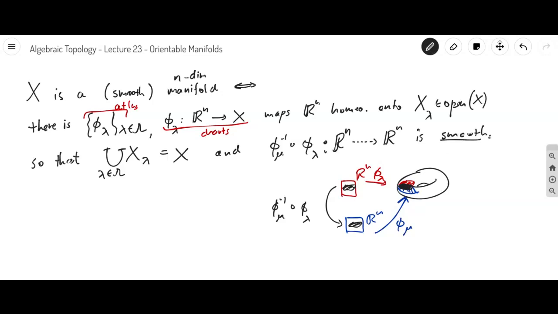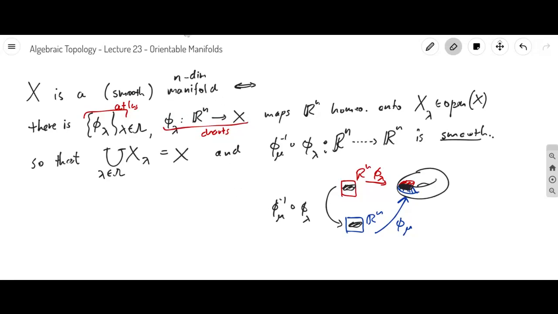So smooth will just mean that the partial derivatives of all of the component functions exist, and you can take as many partial derivatives as you want. So that is the definition of what it means to be a smooth manifold, which we will just call manifold.